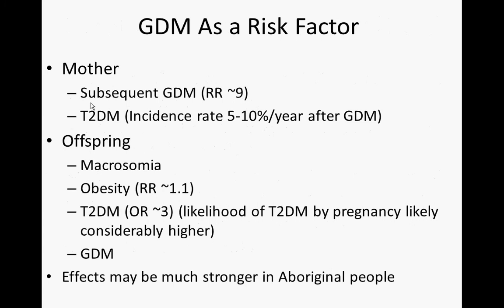What's particularly troubling is that it's also a big risk factor for the offspring, conferring high risk of macrosomia, an important contributor to birth complications like dislocated shoulder, high rates of childhood obesity, and risks of type 2 diabetes and gestational diabetes, it appears, later in life.